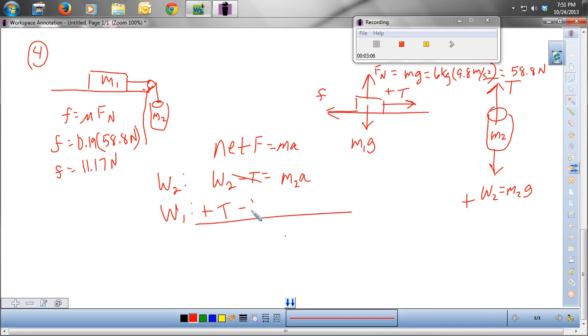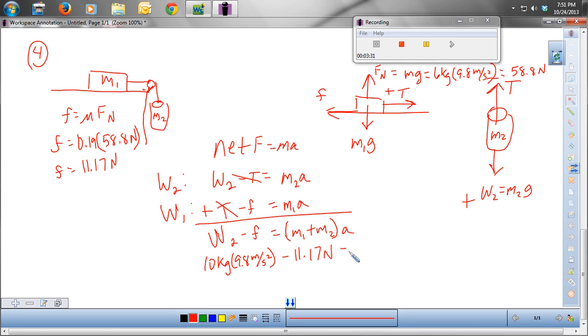So I have positive tension, negative friction equals M1A. So my tensions still cancel out, so I have weight 2 minus friction equals M1 plus M2 times A. Weight 2 is going to be 10 kilograms times 9.8 meters per second squared. Friction will be 11.17 newtons. Mass 1 plus mass 2 is 16 kilograms, and I'm looking for A. So when I solved for A, I said 98 newtons minus 11.17 newtons, and then I divided that by 16 kilograms, and I got 5.43.